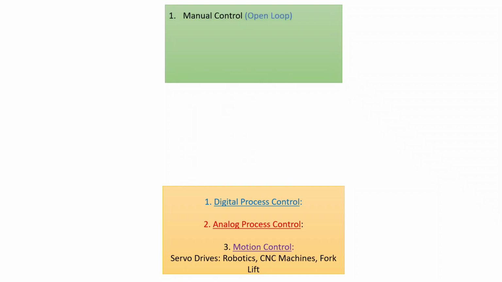Open loop system is a manual control system, in which we can control the output directly by pressing start or stop push buttons, selector switches, etc. for digital process control, and using temperature, level sensors, etc. for analog process control. Moving to the closed loop system, basically there are four types of systems, that is.